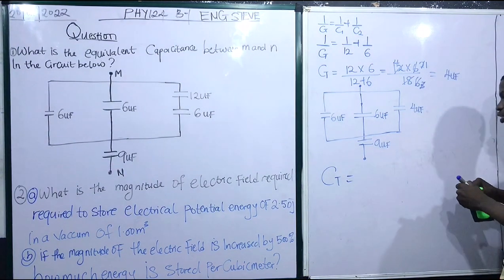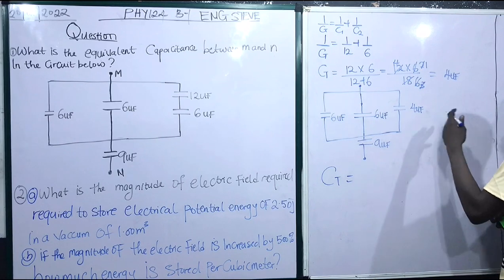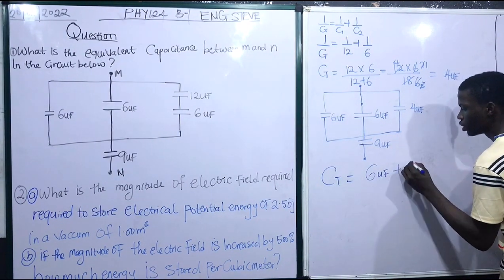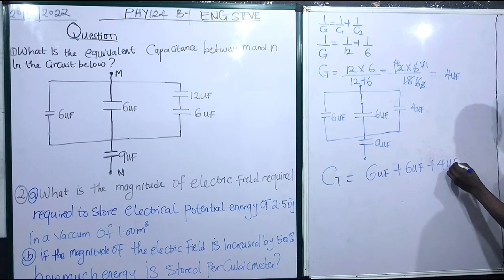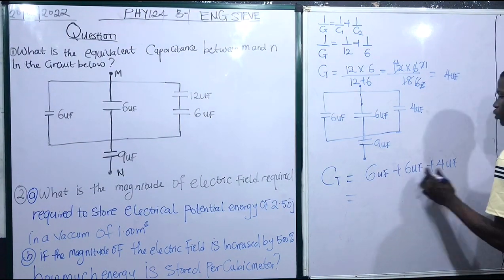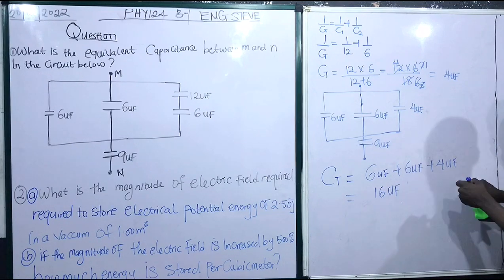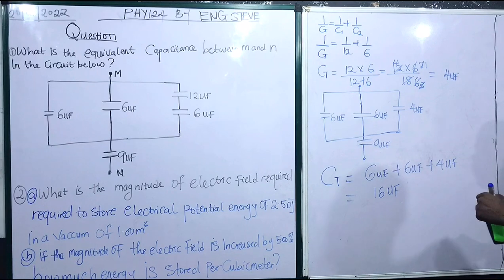But in parallel connection, for calculating the effective capacitance, we are just expected to add everything there. So it will now be 6 microfarad plus 6 microfarad plus 4 microfarad. 6 plus 6 will give us 12, and 12 plus 4 will give us 16 microfarads. So we are left with 16 microfarad and 9 microfarad.